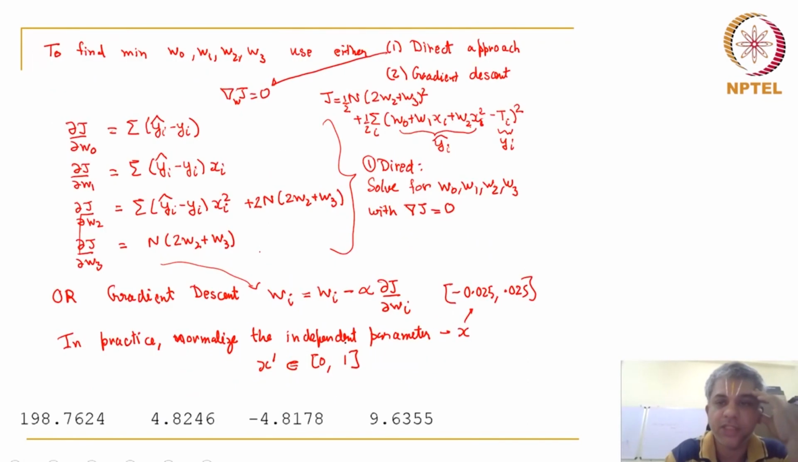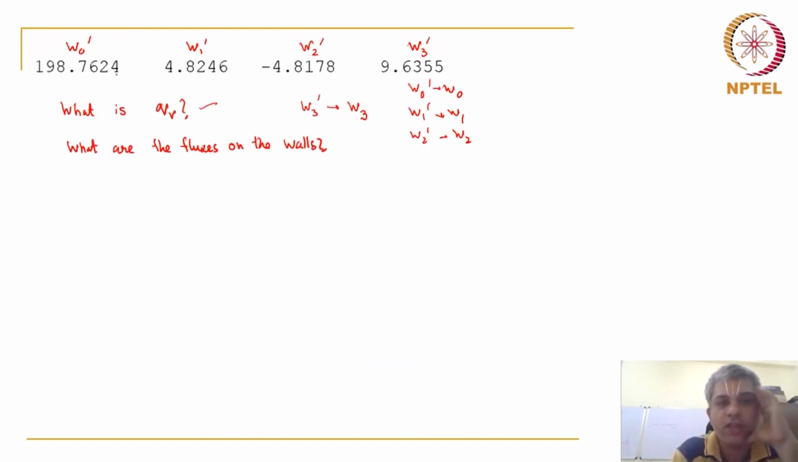We saw that you can minimize it in one of two ways: the direct approach, which I didn't do, and gradient descent. So when we ran the gradient descent code yesterday, we got these four values for the coefficients. I called them W0 prime, W1 prime, W2 prime, W3 prime, because these corresponded to X prime.